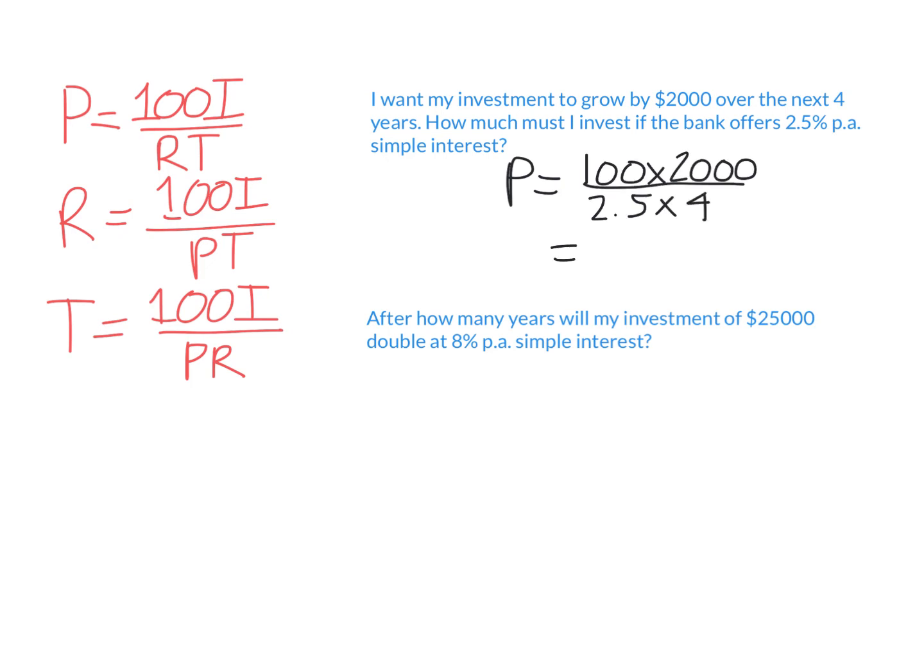So putting that in the calculator, we get 20,000. You would need to invest $20,000 at 2.5% per annum for 4 years in order that you earn $2,000 interest.